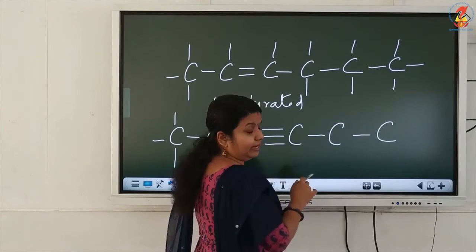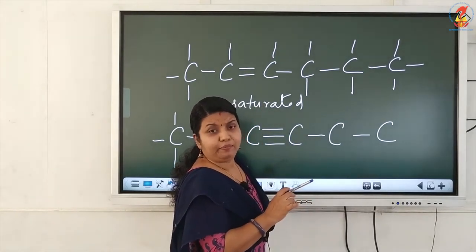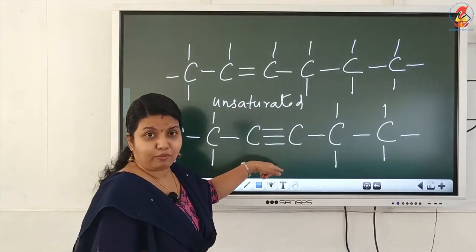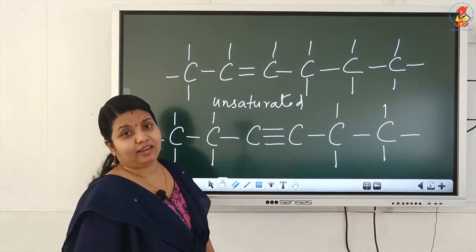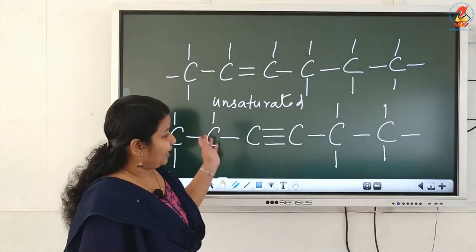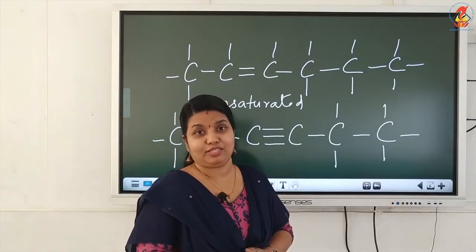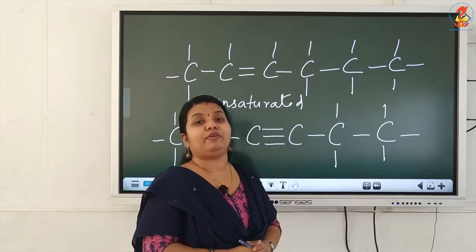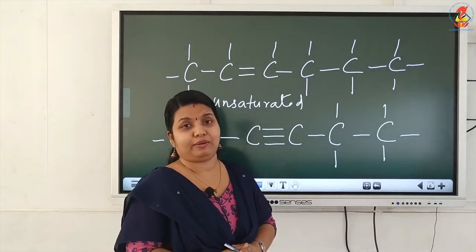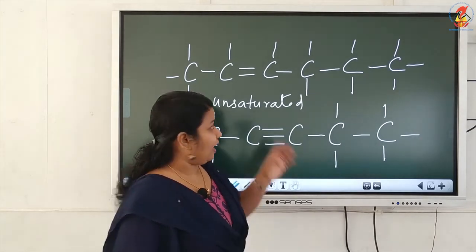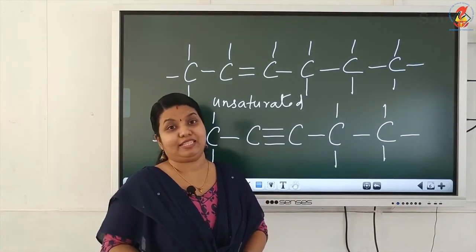3 plus 1 making it 4. So no free valencies for the 4th carbon atom. Coming to the 5th one, 2 valencies are free, and the last one, 3 valencies are free. So this is also an unsaturated compound where there is a triple bond between carbon atoms. As a result, the total number of carbon compounds keeps on increasing. So this is one reason for the formation of a very large number of carbon compounds, the versatile nature of carbon, the property of catenation, carbon linking with other carbon atoms, the self-linking property of carbon.